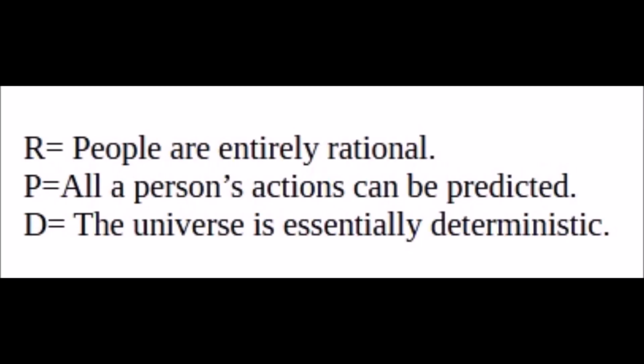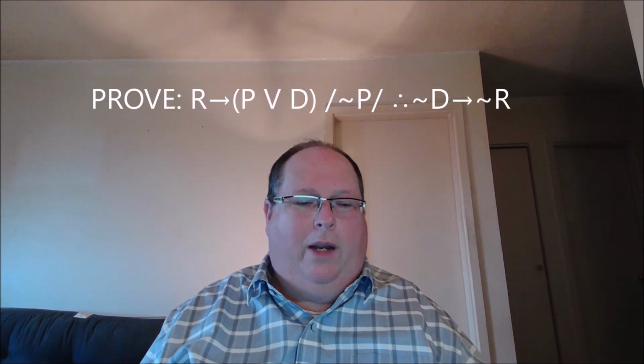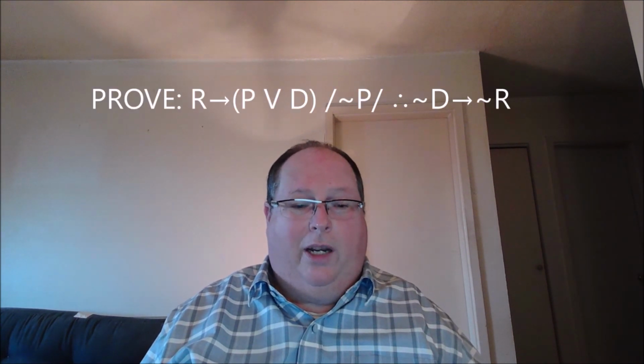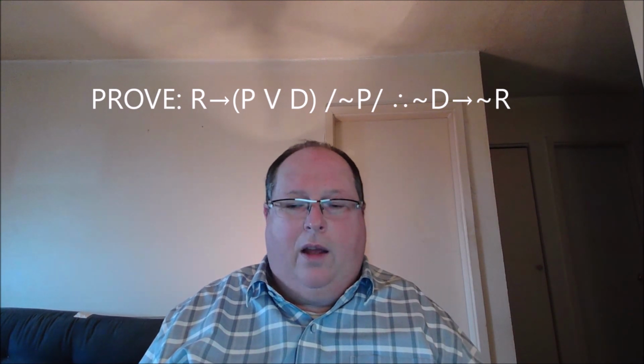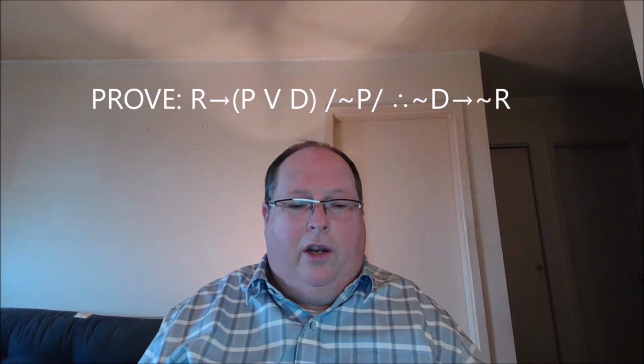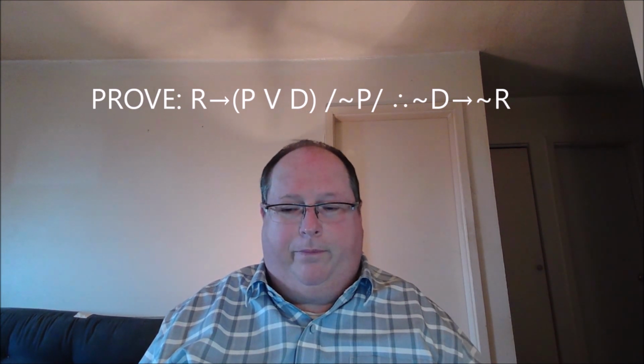The first task is to assign variables to the separate propositions in positive form. So let's say that R equals people are entirely rational, P, all of a person's actions can be predicted, and D, for the universe is essentially deterministic. So symbolizing the argument, we now have R implies P or D, the second premise is not P, and the conclusion is not D implies not R.